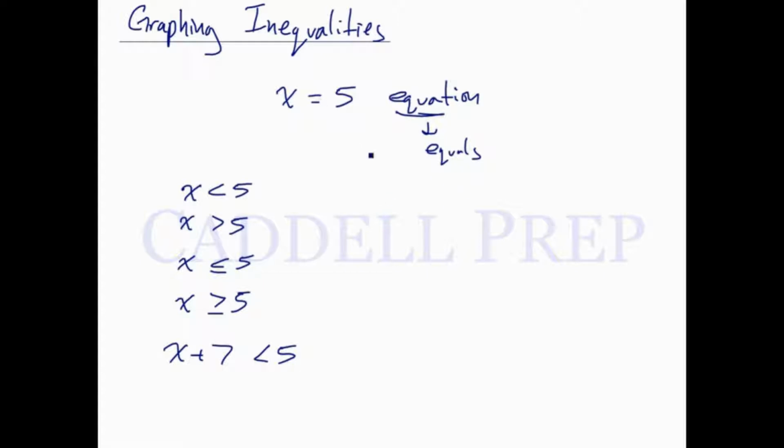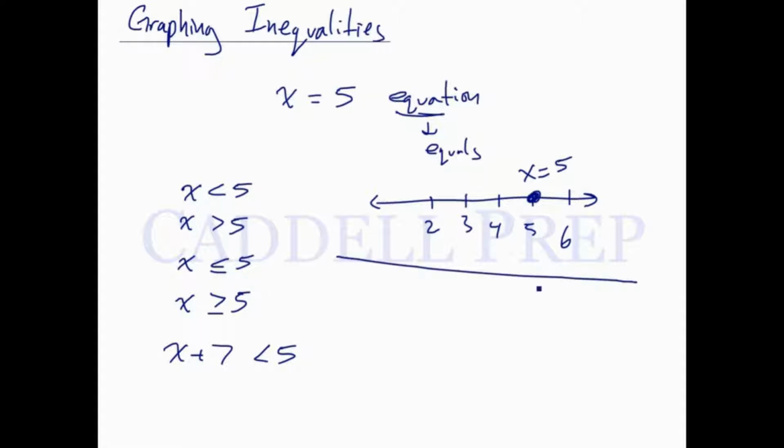Because if we had x equals 5 and we had a number line, the solution would just be that spot at 5 because that's the only thing it could equal. It's 5. But if we look at x is less than 5, we have an infinite number of solutions because it's any number that's less than 5. So 1, 2, 3, 4 are all less than 5, but so is 4.9, 1.2, negative 3. There are an infinite number of solutions that are less than 5.